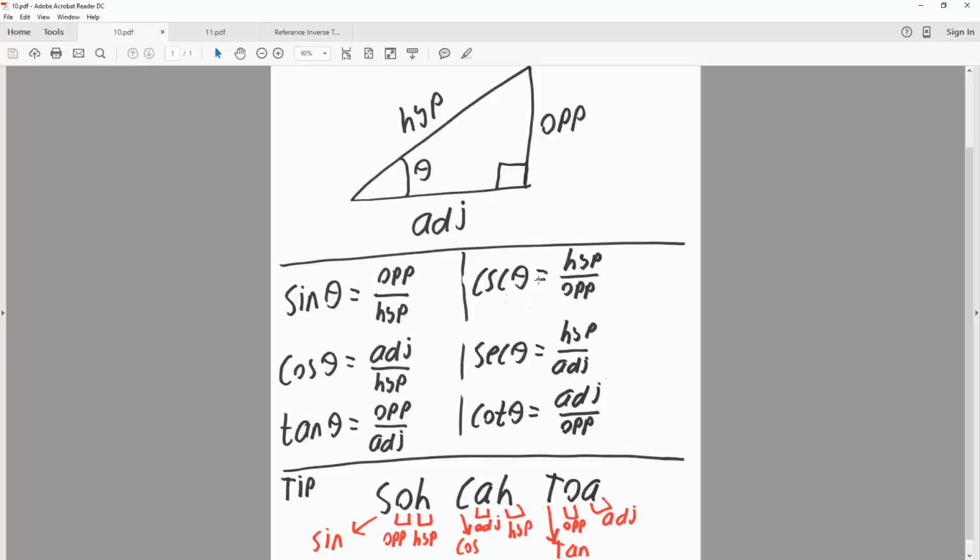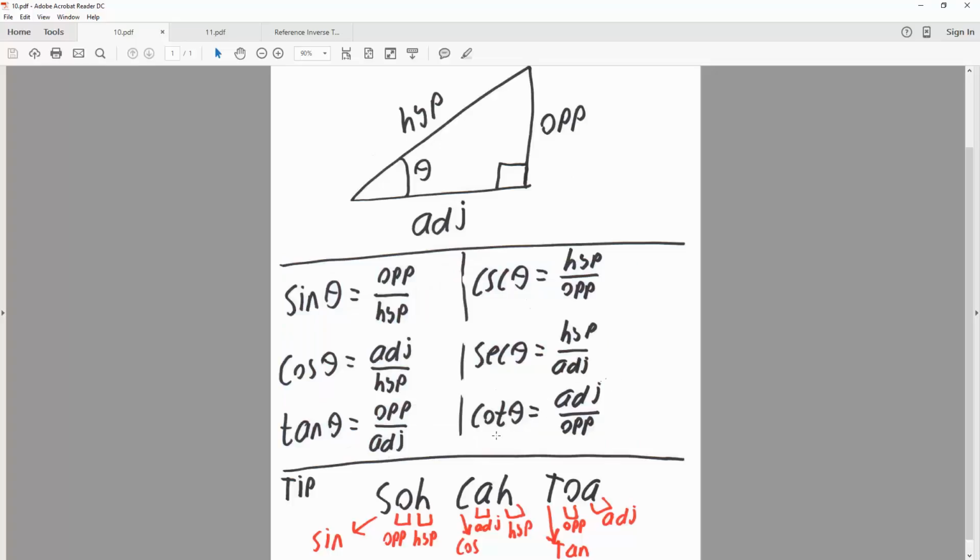And cosecant theta is hypotenuse over opposite. So it's the opposite of sine theta. Next, we have secant theta. Secant theta is hypotenuse over adjacent. So it's the opposite of cosine theta. Lastly, we have cotangent theta. Cotangent theta is adjacent over opposite. So this is really important to memorize.